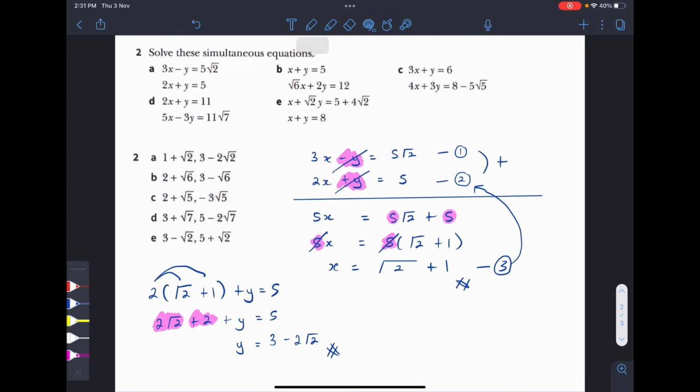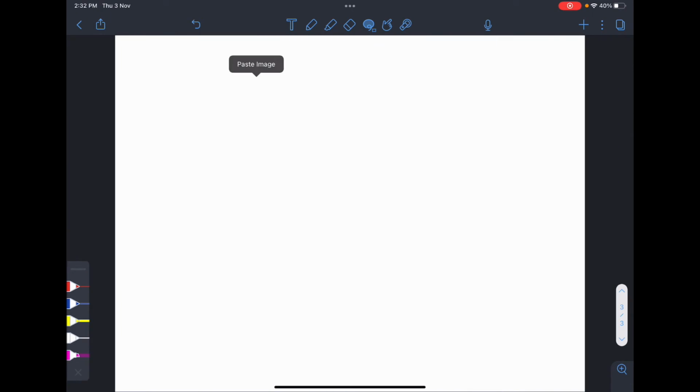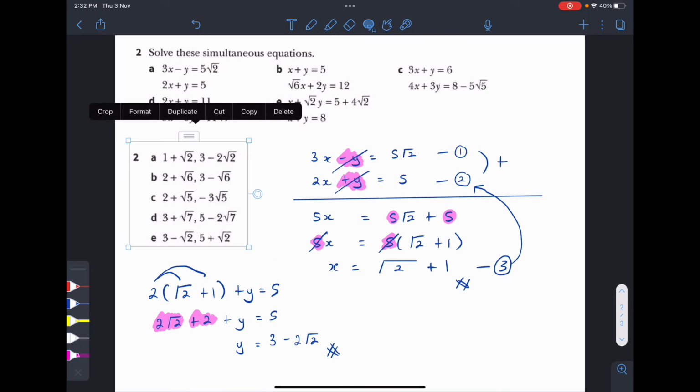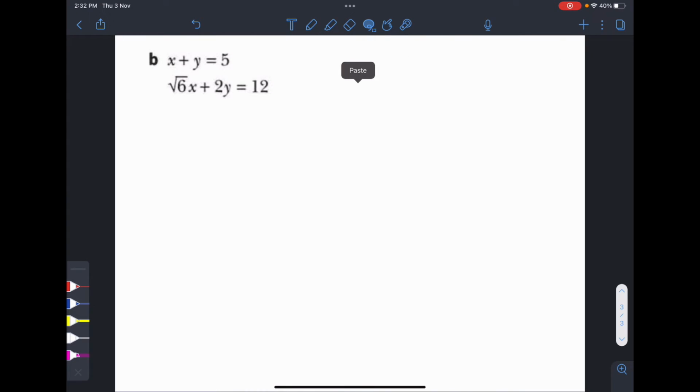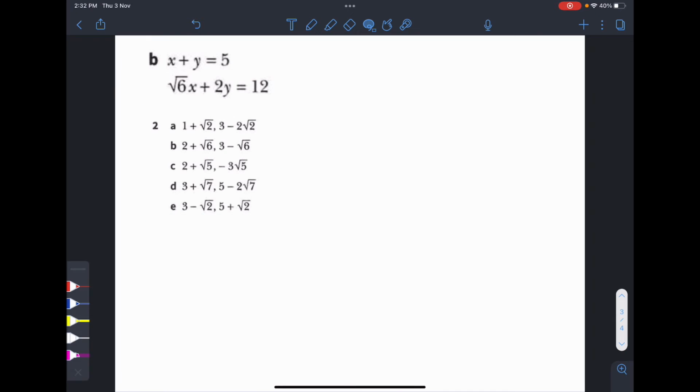So I'll just copy this first so that you guys can see it, right? So this is the question that we're doing. Let me just get the answers for it as well. Right, so there we go. So you can see the answers. Okay, so let's begin. So we've got x plus y equals 5 and 6x plus 2y equals 12.